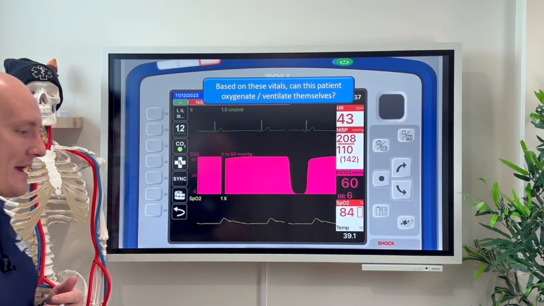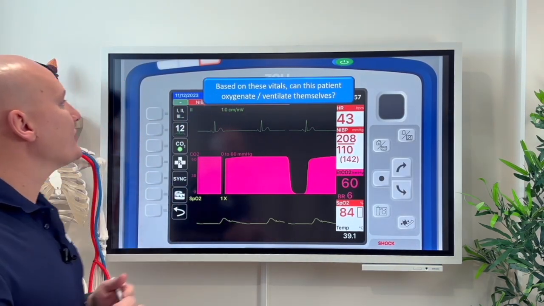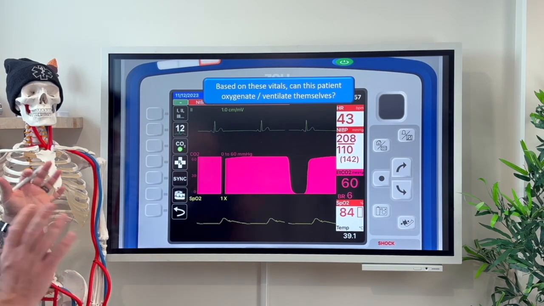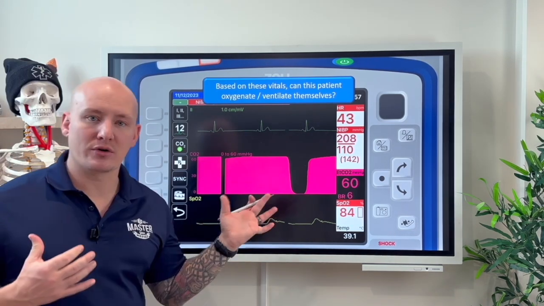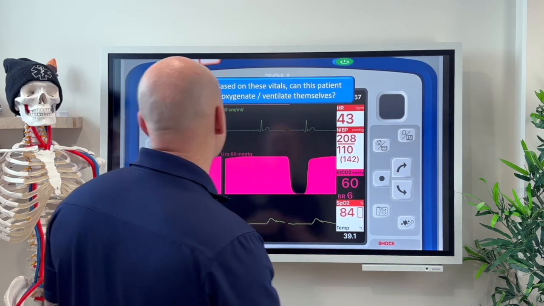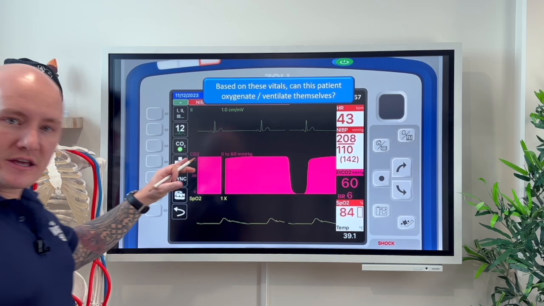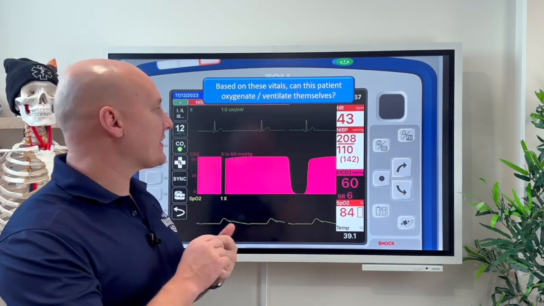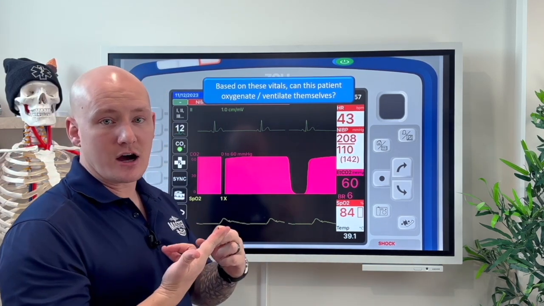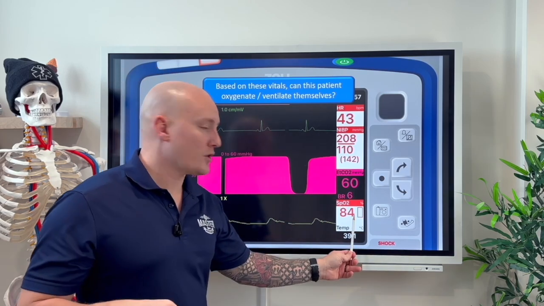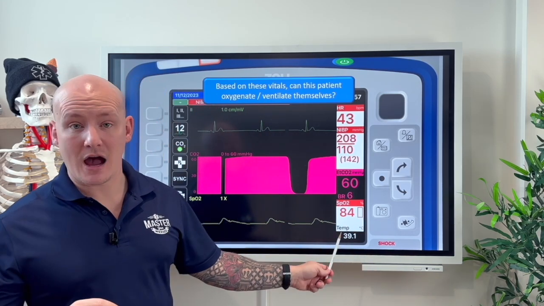Okay, so going back to our patient that we have here, can this patient oxygenate and ventilate themselves? Do we have any evidence to suggest one or the other? Go ahead and put that in the comments. Okay, in this particular patient, this patient is showing signs that they cannot ventilate and they cannot oxygenate themselves. They have an SpO2 of 84%, so they are already severely hypoxic.